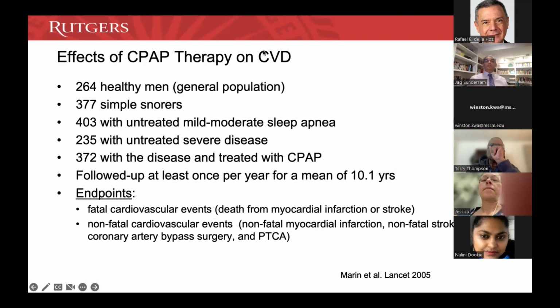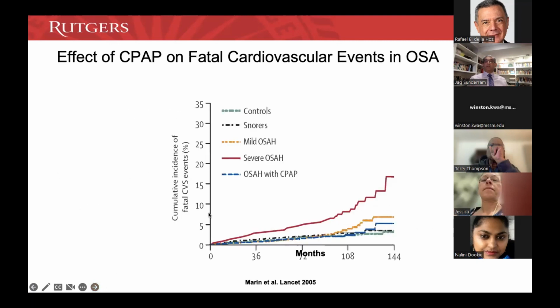In terms of cardiovascular disease, this was an early study that seemed to suggest something. This was looking at a population of healthy people, simple snorers, those with mild, moderate, or severe disease, and those treated with CPAP, with a mean follow-up of 10 years. They looked at fatal cardiovascular events and other major cardiovascular events, and showed that compared to controls, if you went on CPAP, there was a reduction in the cumulative incidence of fatal cardiovascular events. Now, this is observational data.